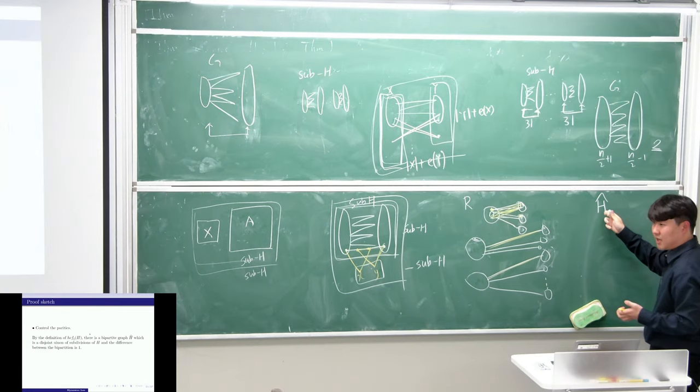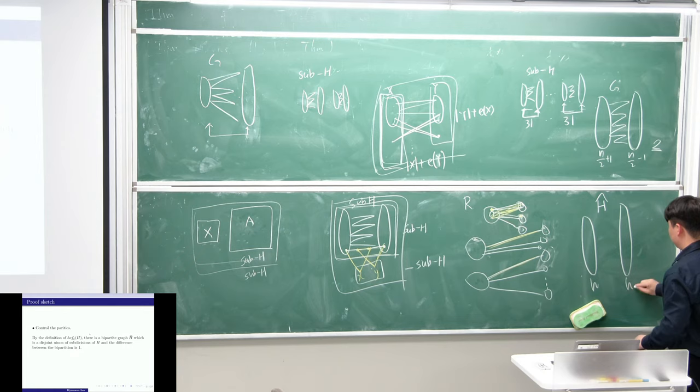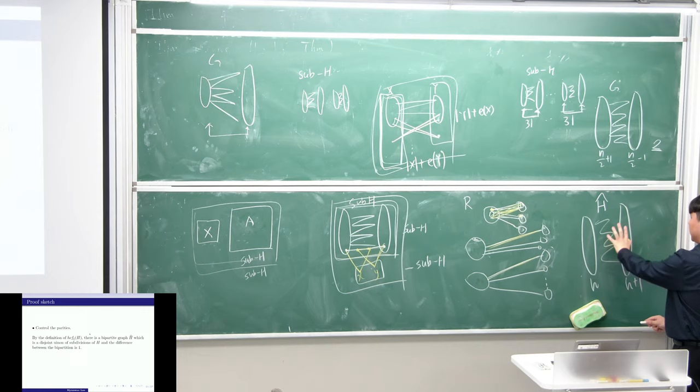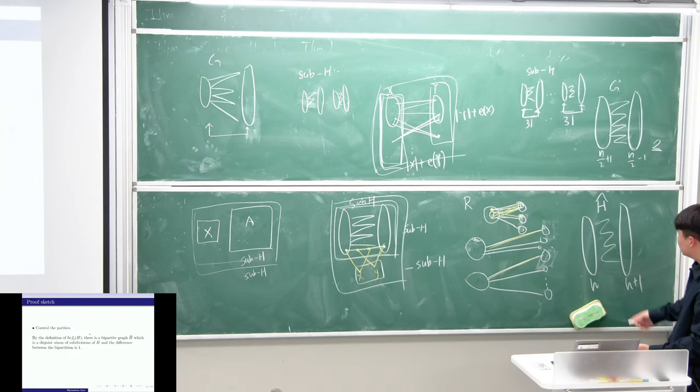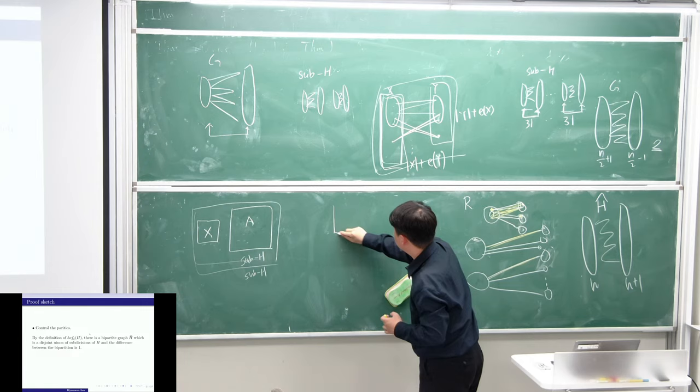bipartite graph H hat, which has a vertex set whose size difference is 1. Let's say this part has h vertices, and this part has h plus 1 vertices, and this is a bipartite graph, and H has a perfect H subdivision entirely. This can be done by the definition of psi H. So once we have this structure, we now consider we have many copies of this H hat, like this.